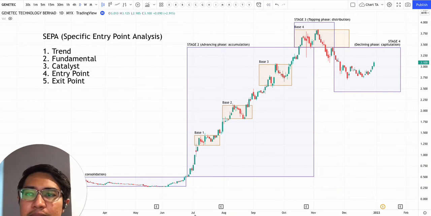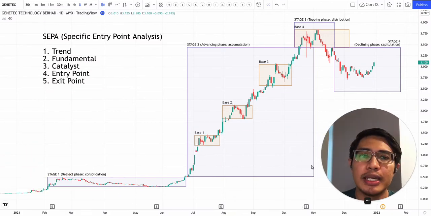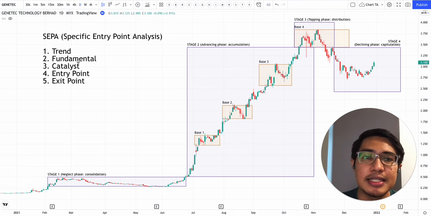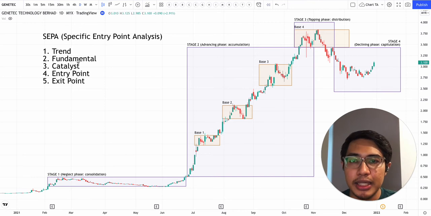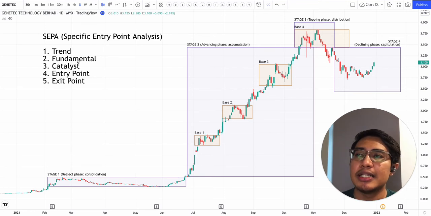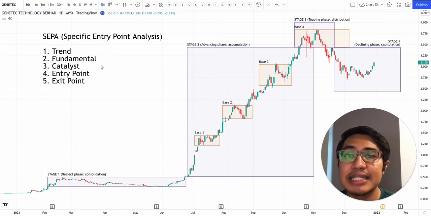Probably we can start with explaining SEPA. Okay. So what is SEPA? SEPA is basically Specific Entry Point Analysis that has been created by Mark Minervini. So he said to use this approach, what he looks at is basically five things, which is trend, fundamental, catalyst, entry point, and exit point. All right. So let's go first with the first point, which is trend.